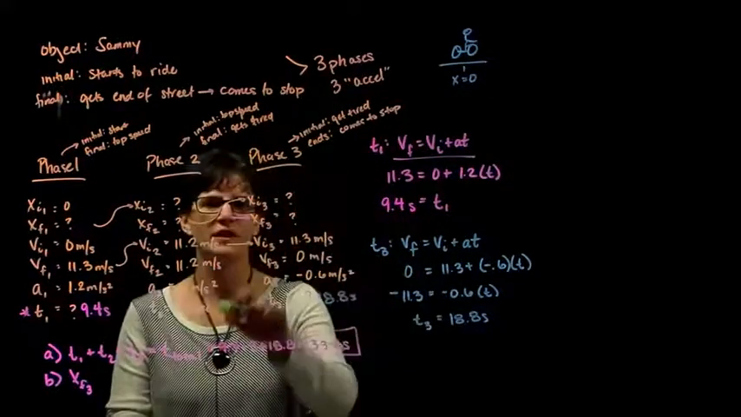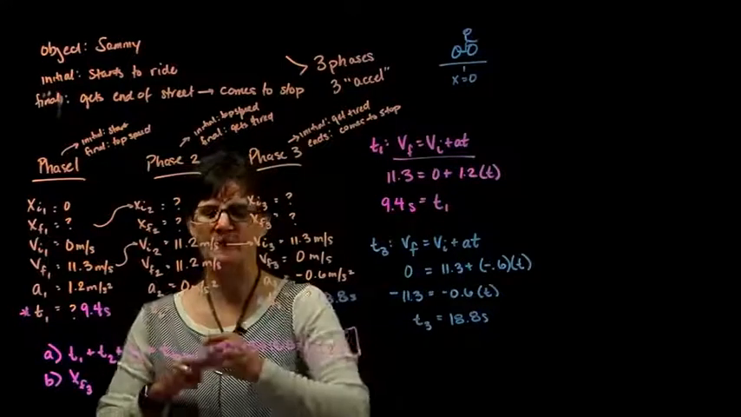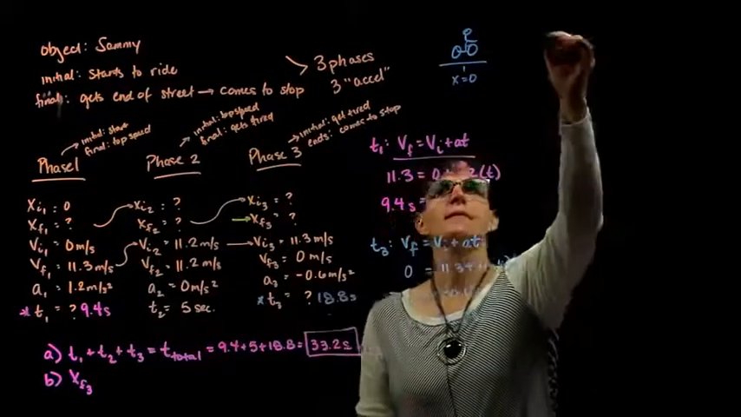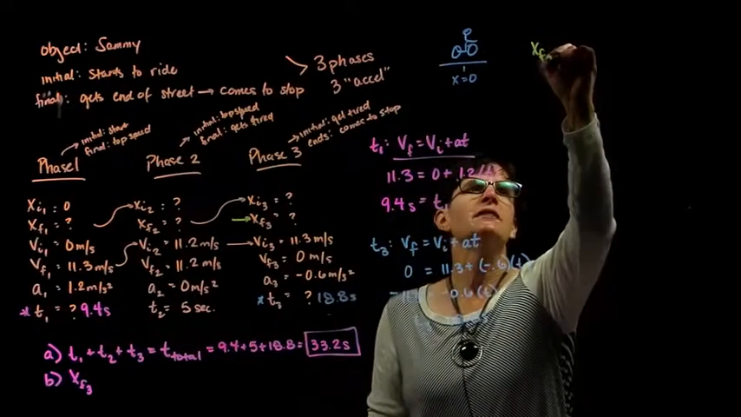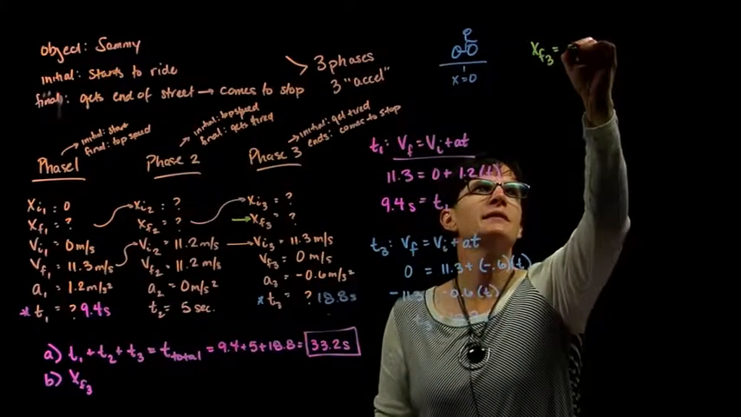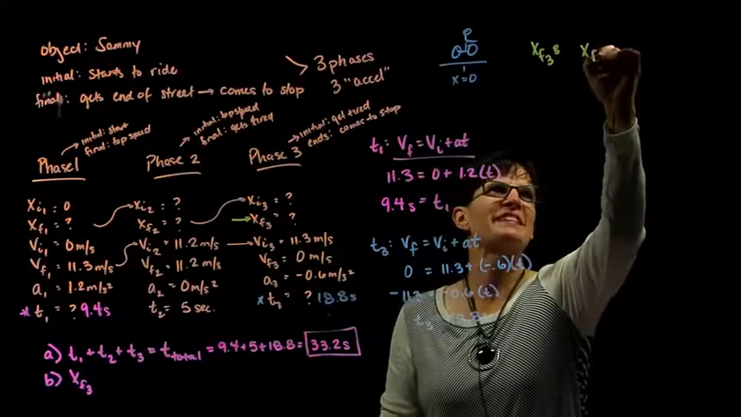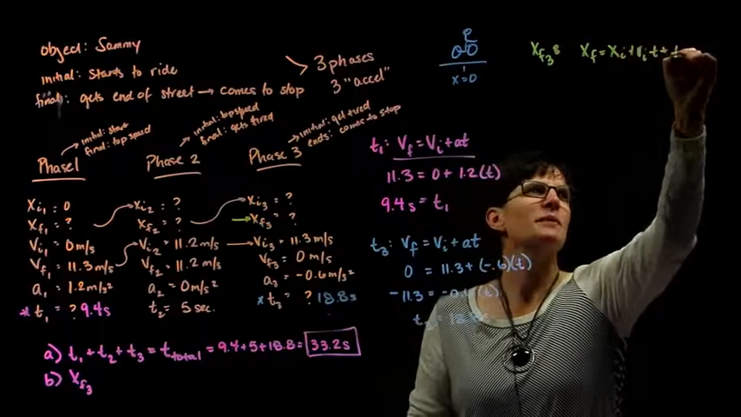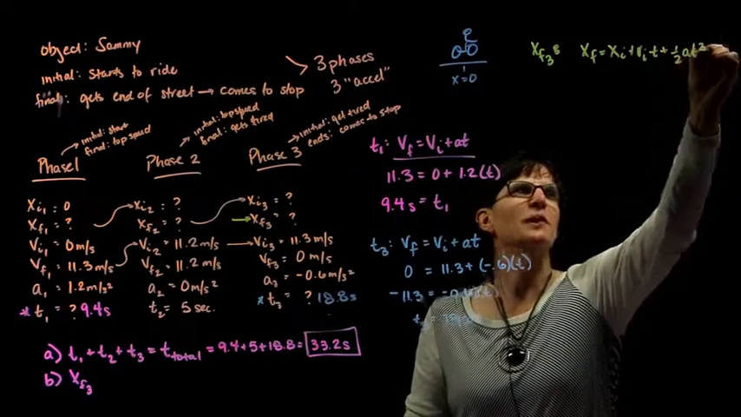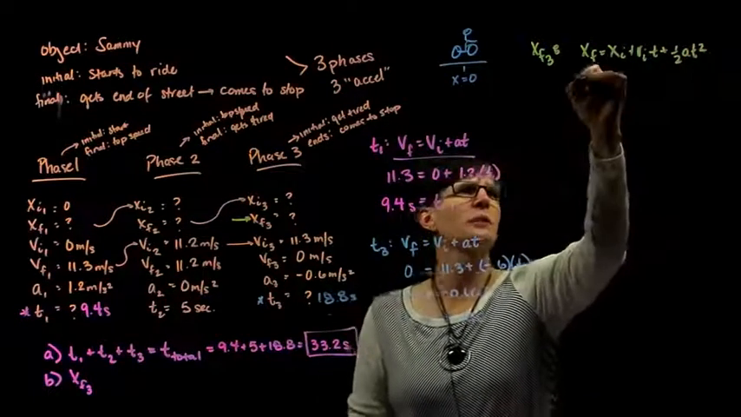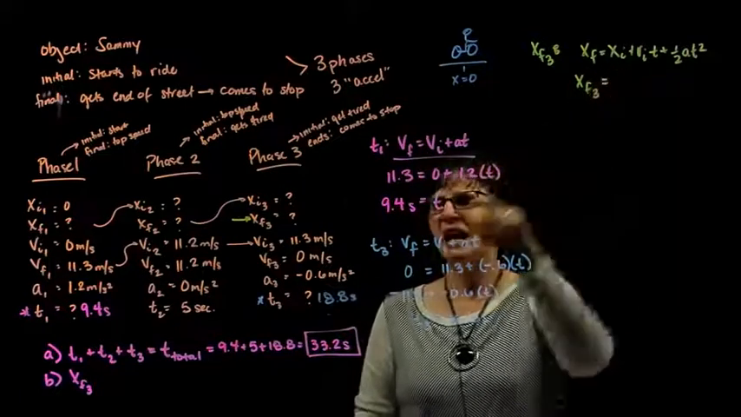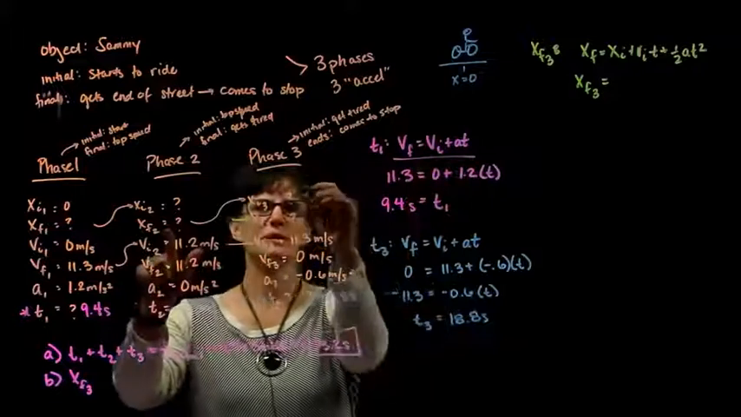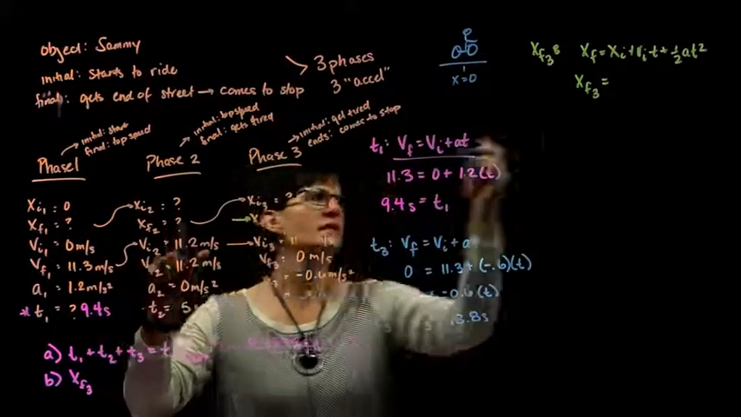Well, I want final position. Again, I'm going to change colors a little bit. I want final position, so x final of 3 is what I want. I'm going to use this relationship, x final equals x initial plus v initial t plus 1/2 a t squared. So x final 3 is what I want. X initial, well that's unknown, but I do know it's equal to x final 2. So let's put x final 2 in there.